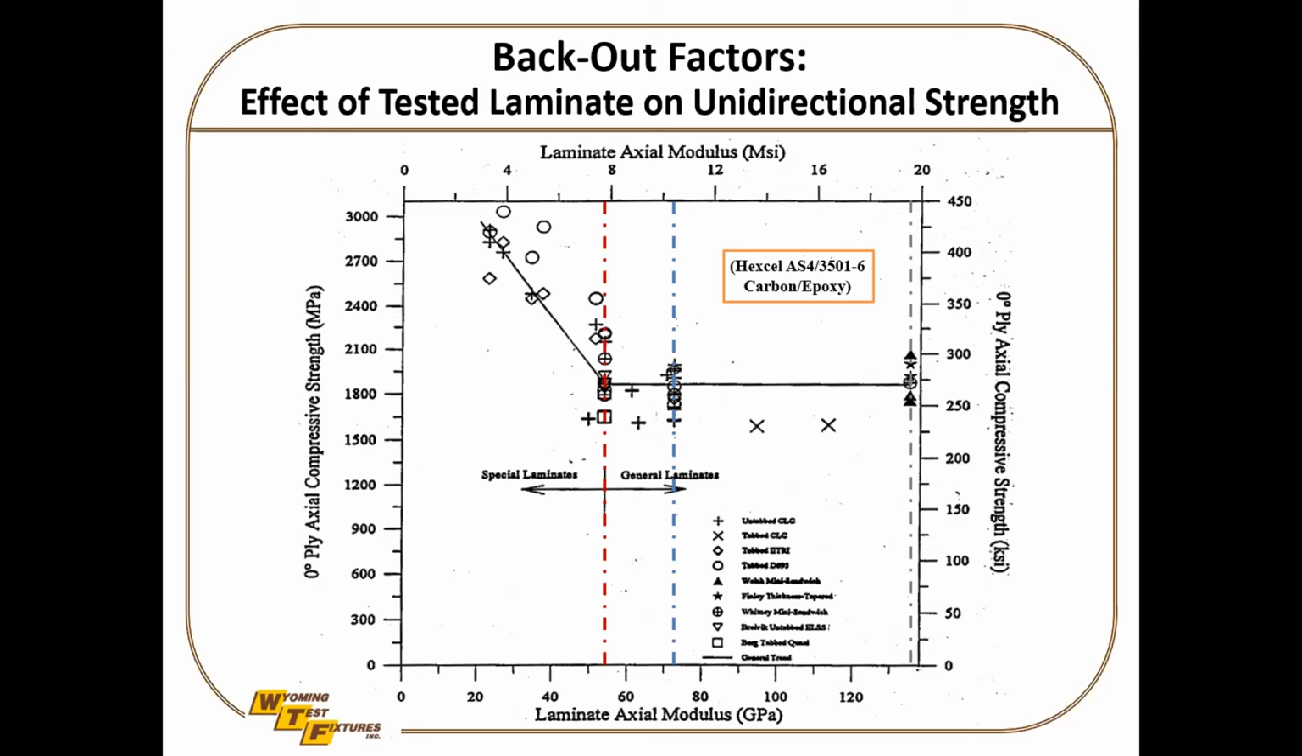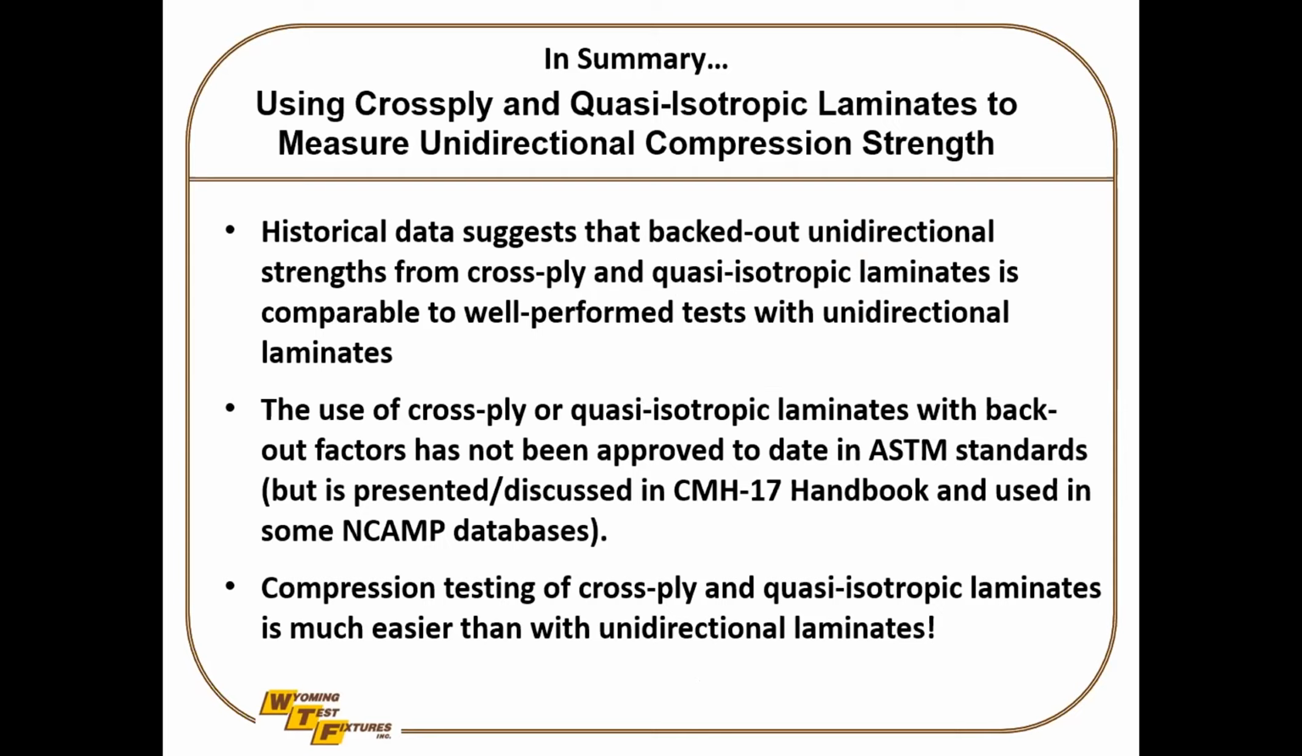And so in general, this historical data does suggest that the backed out strength from cross-ply and quasi-isotropic laminates is comparable to the unidirectional laminate strength. And the backout factors, though, have not been approved to date for use in any of the ASTM standards. The Composite Materials Handbook, however, does present the backout factors, and it's been used in some NCAMP data. But I'll leave you with the final point, and that is that testing of cross-ply and quasi-isotropic laminates appears to be much easier for most people than with unidirectional laminates. So that's all I have.